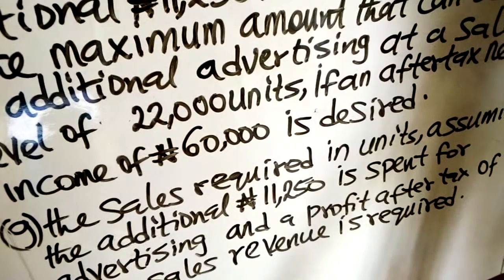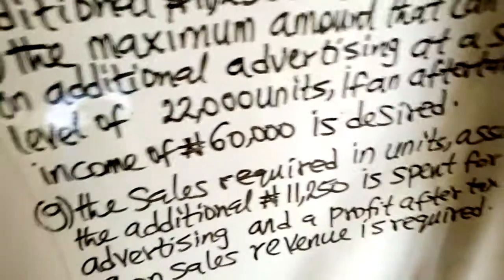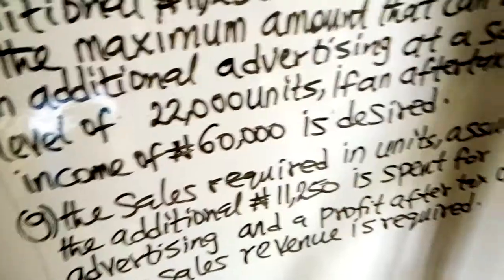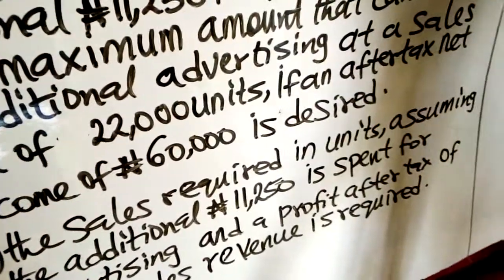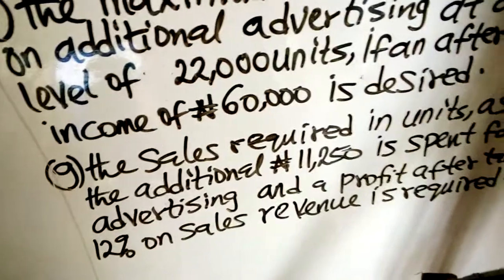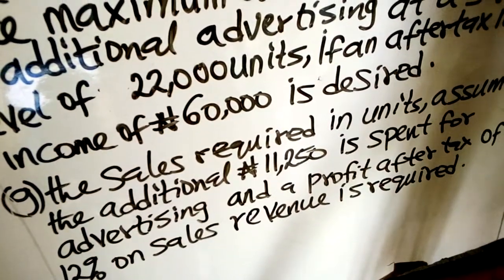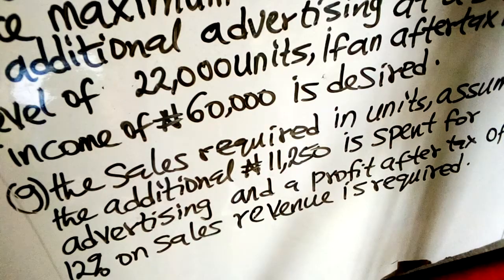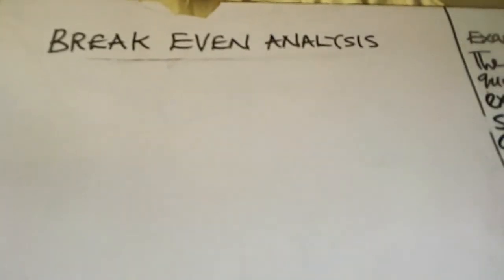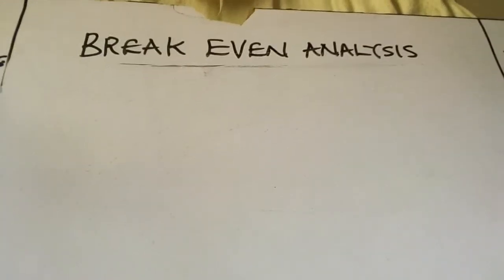G. The sales required in units, assuming the additional 11,250 naira is spent for advertising and a profit after tax of 12% on sales revenue is required. That is the question. Solution. The question is for Agba Limited.